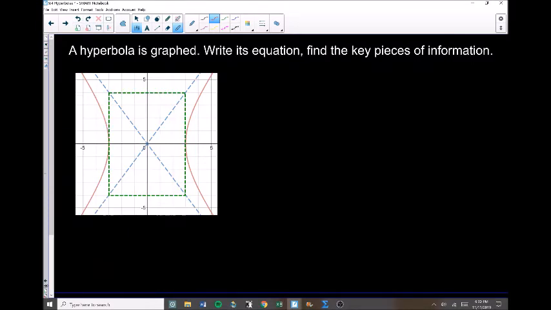Here we have the opposite problem. We're given a graph. From the graph, we have to write the equation. So this graph has a horizontal orientation with vertices at plus or minus 3, 0. So because it has a horizontal orientation, I know it's going to be x squared over a squared minus y squared over b squared equals 1. I just have to find a and b.